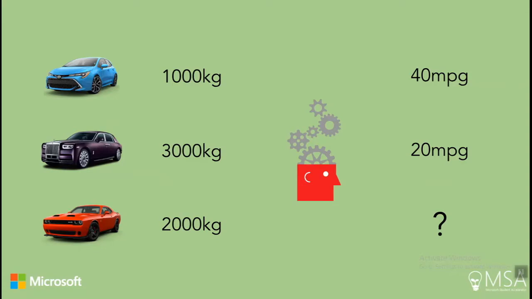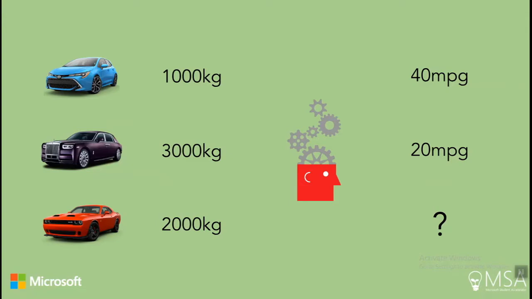And I ask you this question. So if there was a car that weighs 2,000 kilograms, how much do you expect the miles per gallon to be? Karim, do you know? What would you guess? So guessing by the pattern here in the data, I'm going to guess 30 miles per gallon, just because the weight of the car is in between the two weights that we see there.